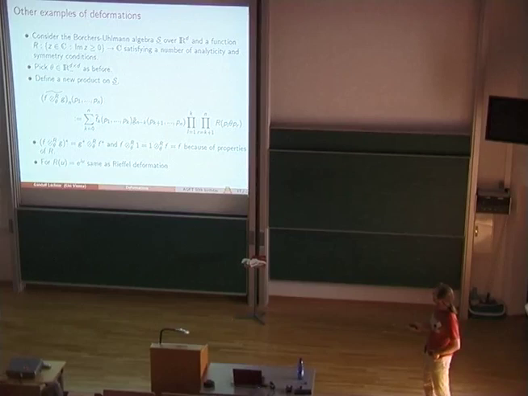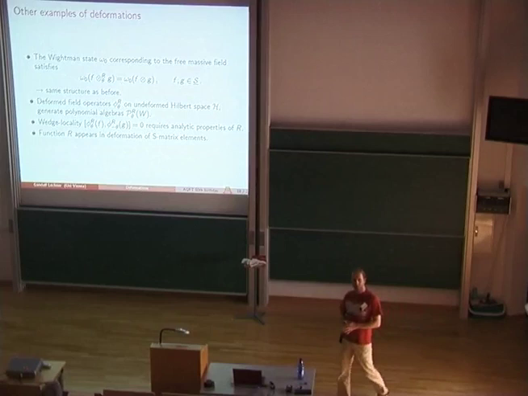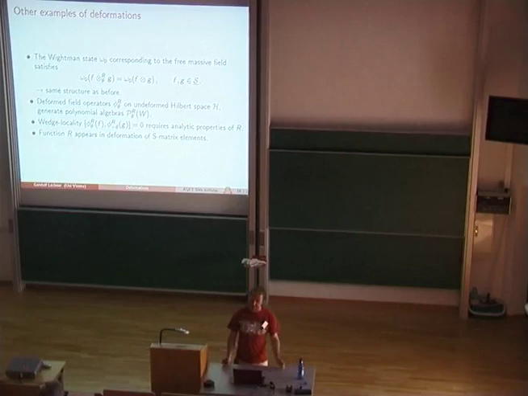Okay. But with this choice of state, we have the same structure as before. We once again have a state which does not see the deformed product, so we can go to a representation on the same undeformed Hilbert space and only get deformed field operators in this case.